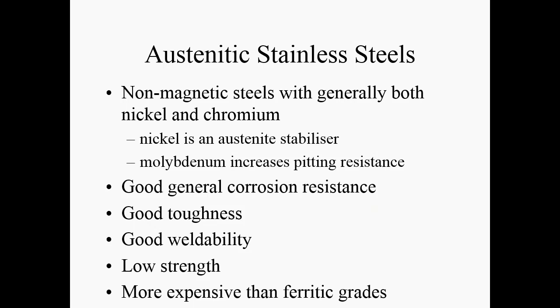Nearly all of the commercial grades also have other elements added. Molybdenum is an example. Molybdenum is added to increase the resistance to corrosion, particularly to pitting corrosion in chloride environments. So 304 stainless steel, which is the common stainless steel, has 18% chromium and 8% nickel.